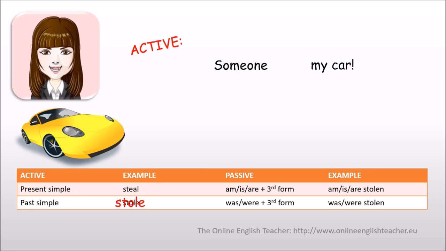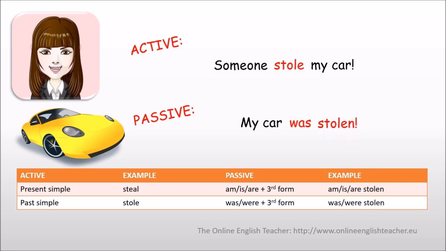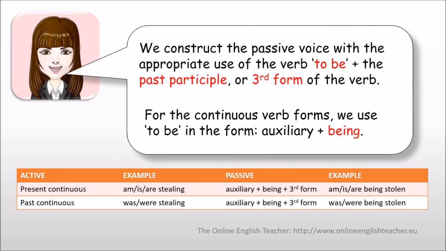Let's look at an active example. We'll use past simple. Someone stole my car. In the passive form, we take the object of the active voice, my car, to make it a new subject. Use the verb to be in the past form, was, and then the third form of the verb, stolen. My car was stolen.